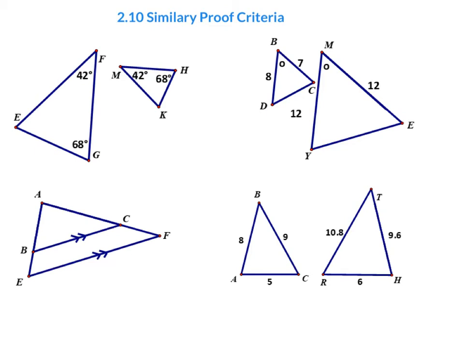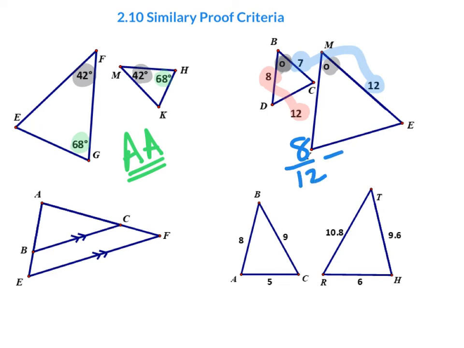Let's look at these last four. So this one is actually an easier case than the last one we did. We both have the 42 and the 68. Immediately this is AA. You bet we're good to go. Now on the next one, we see that we have an angle that is between them in both of those positions. And so all we have to do is check the proportions. 8 is to 12 as 7 is to 12. Now immediately you can see that 8 is to 12 is not equal to 7 is to 12.